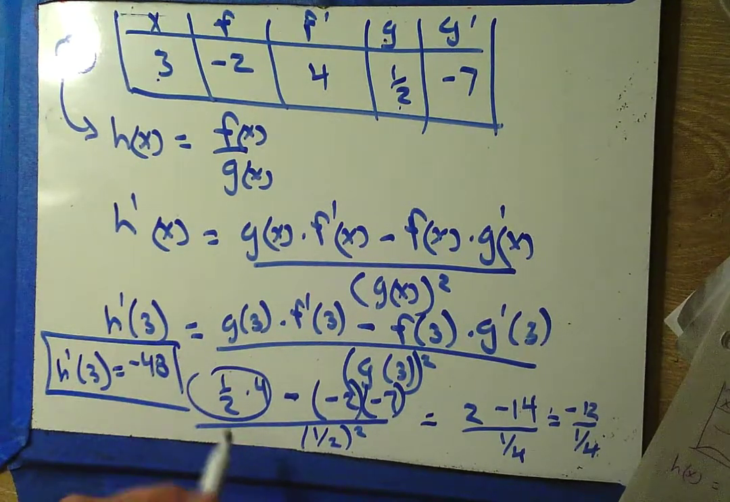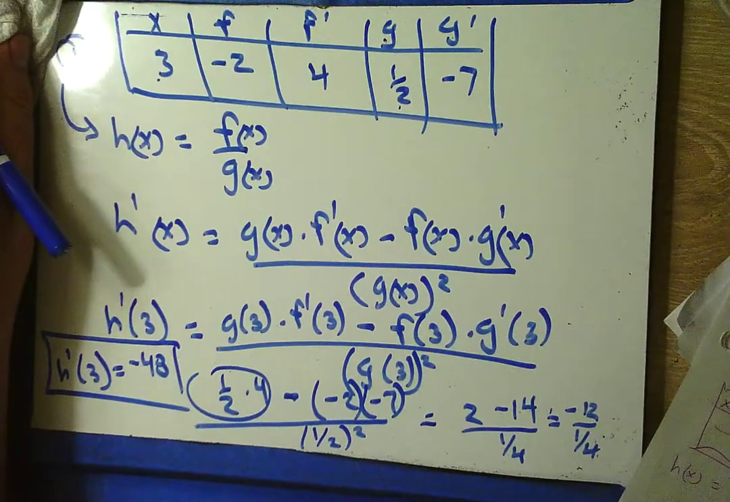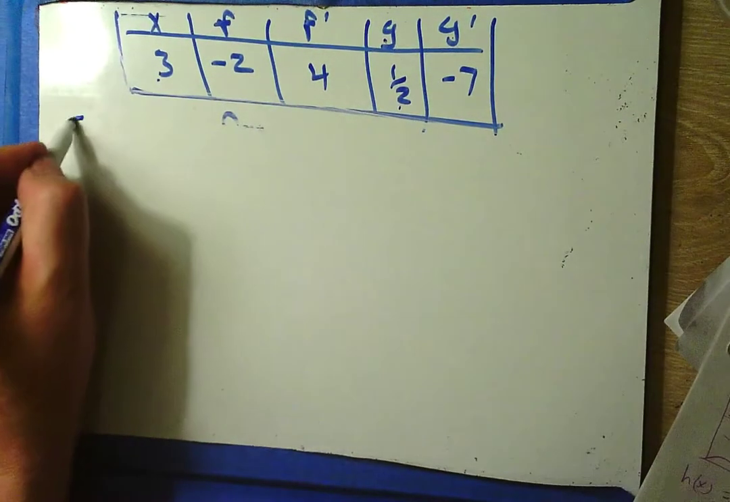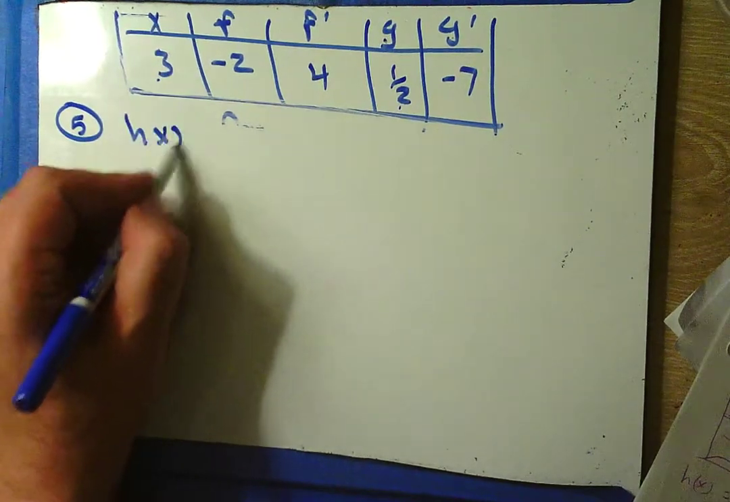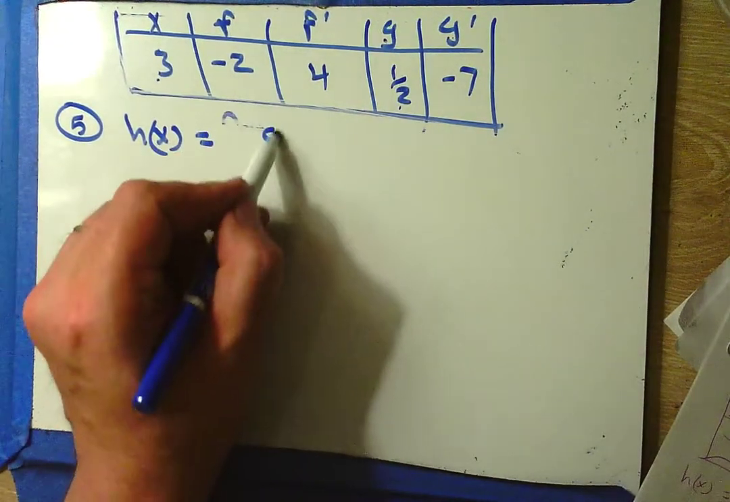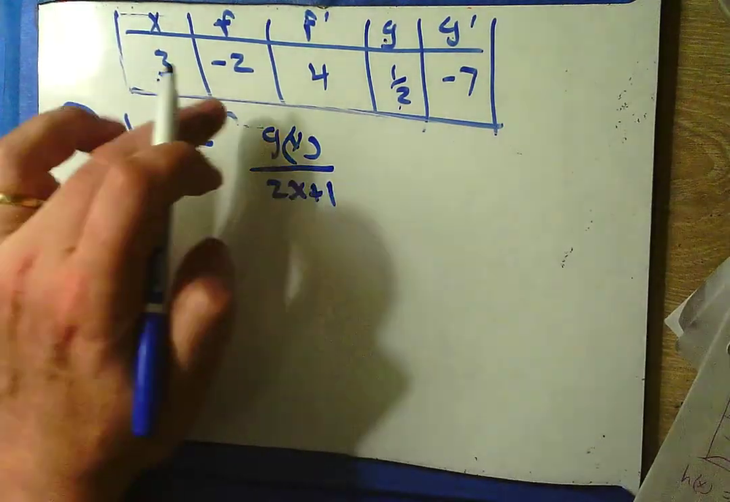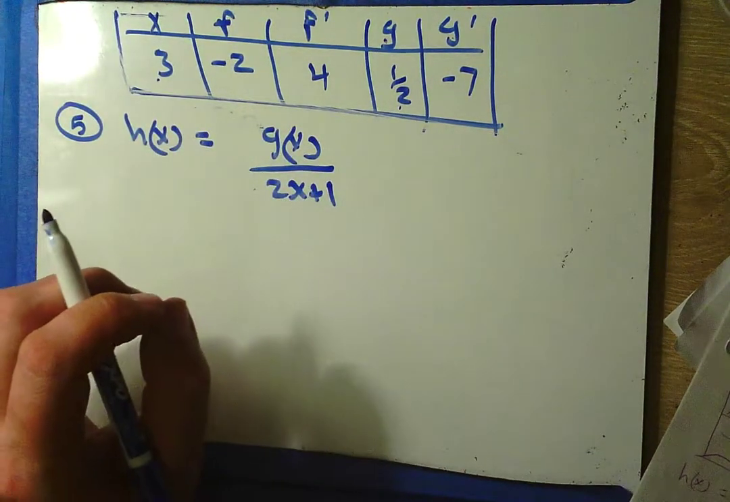Okie doke. Great. How about one last one? 5. h of x equals g of x over 2x plus 1. Pause the video now and give this one a try.